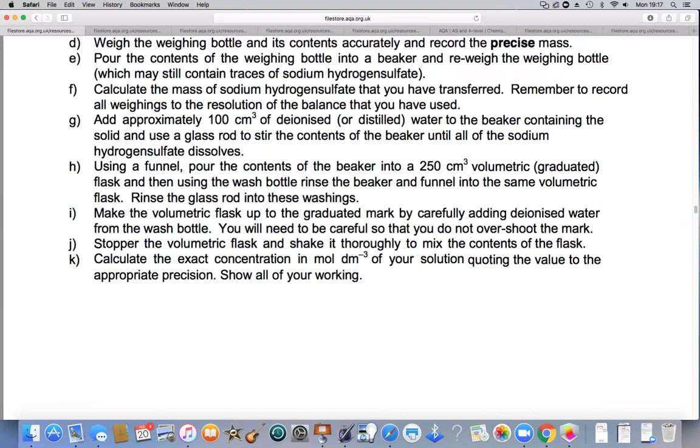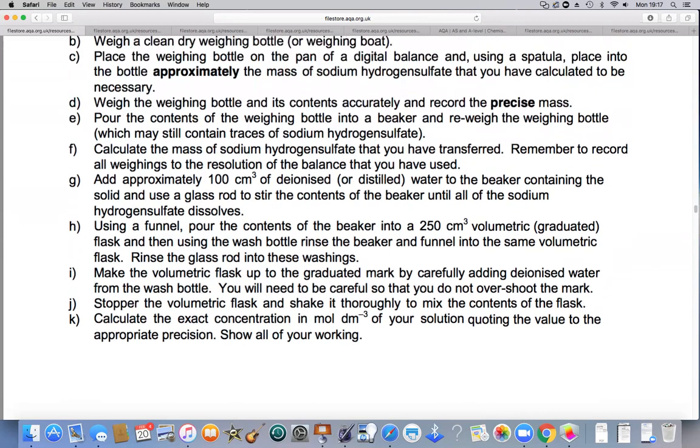Now, a point to make just before we move on too far: as an alternative to working out the difference by mass, once you have transferred the contents of the weighing bottle into a beaker, one option that you've got is to get your wash bottle and very carefully rinse the contents of the weighing boat into the beaker.